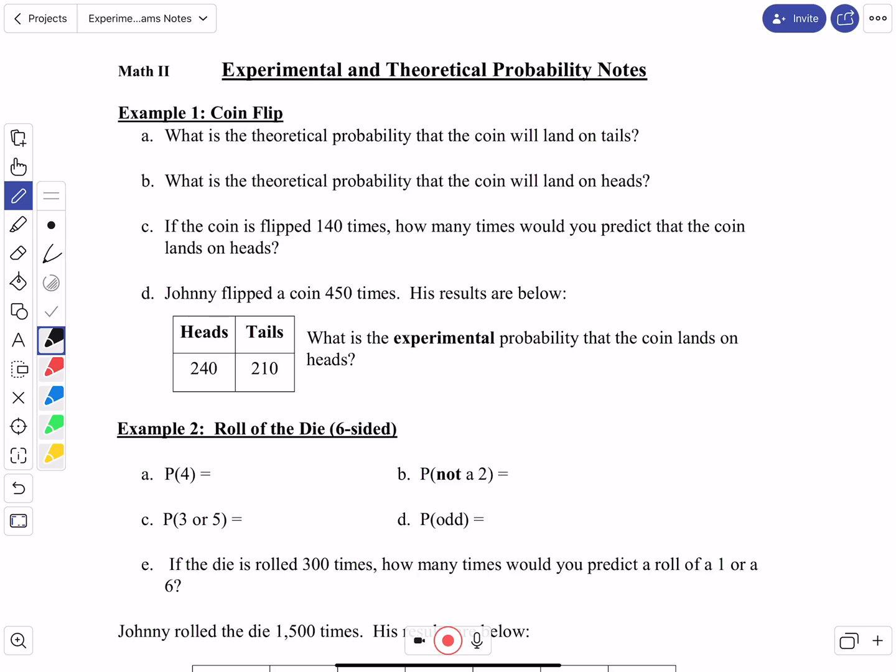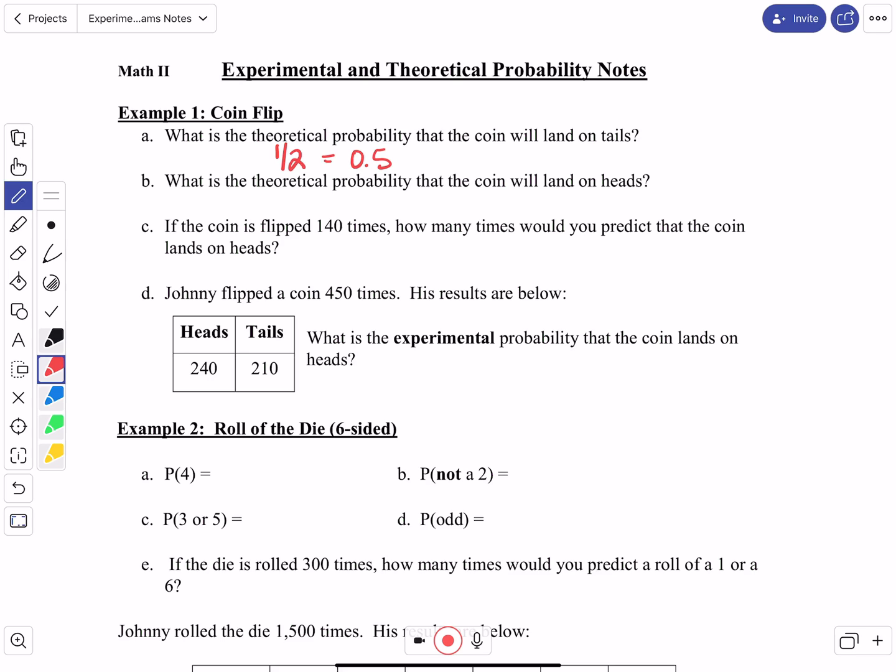So if you're flipping a coin and want tails, well, you have heads and tails. So there's two things that you have, and you have one tails. So the probability that it would land on tails would be 1 out of 2. If we wanted to change that to a decimal, you would just divide that in your calculator. So you would do 1 divided by 2, which would be 0.5.